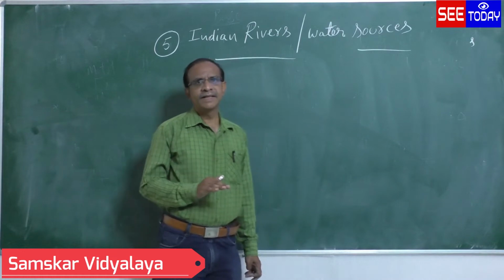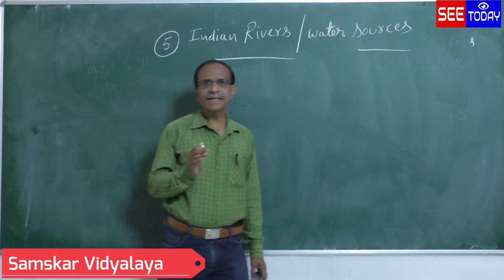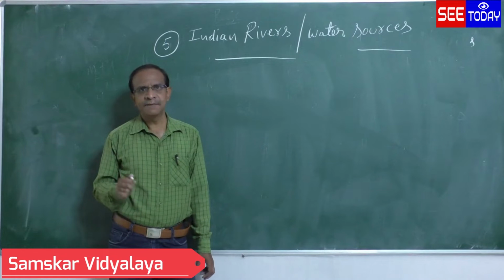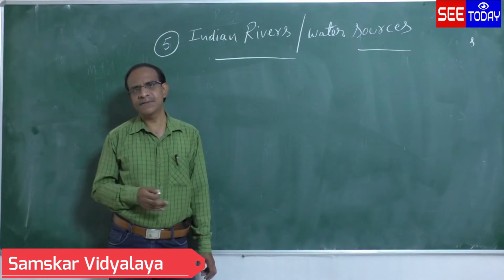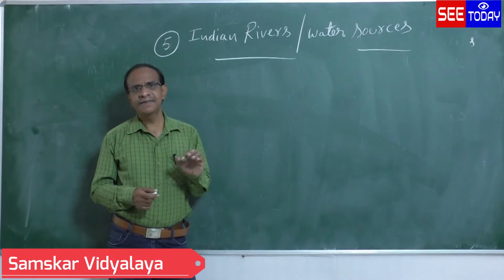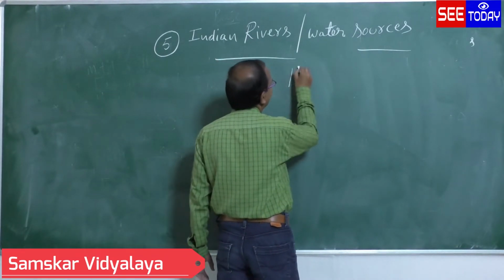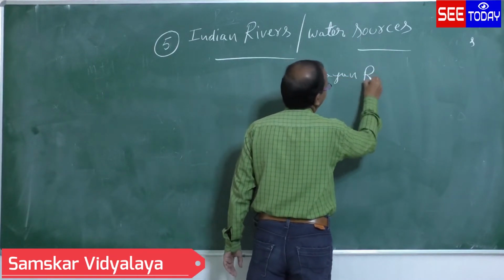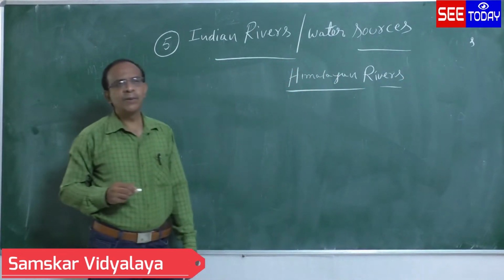We also discussed the drainage system, which we divided based on the physiographic units into three types: the Himalayas, the peninsular plateau, and the Indo-Gangetic plains. The other division is based on origin. The systems of rivers are the Himalayan rivers and the peninsular rivers.